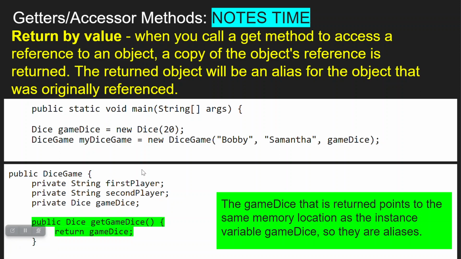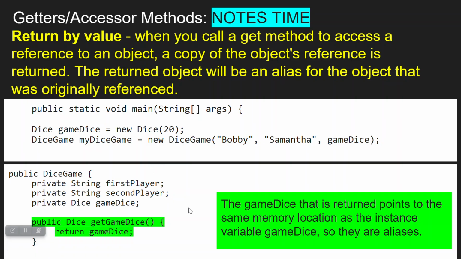So that means for this particular object, myDiceGame, all of this is stored in there. If I create public Dice getGameDice and then return gameDice, it doesn't make a copy of the value of gameDice. It returns a copy of the reference to the memory location. So basically a copy of the object's reference is returned, and so the returned object will be an alias for the object that was originally referenced.